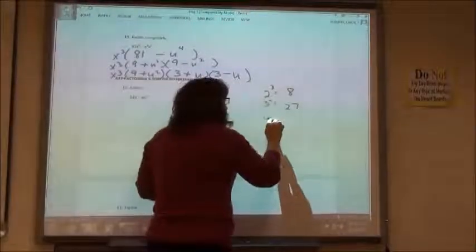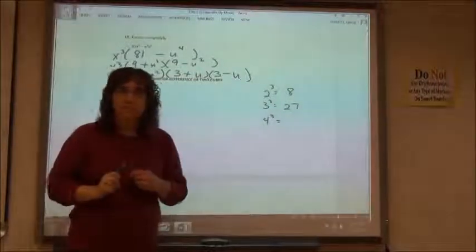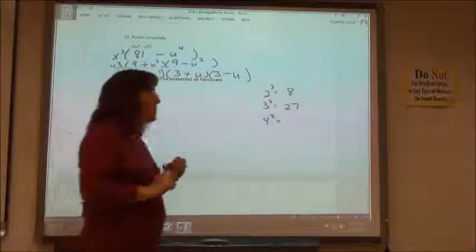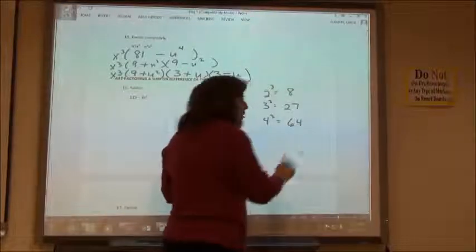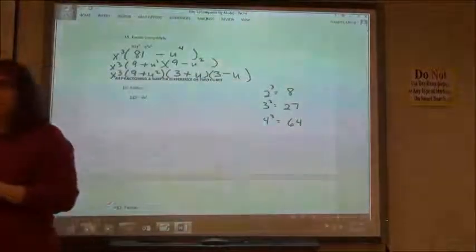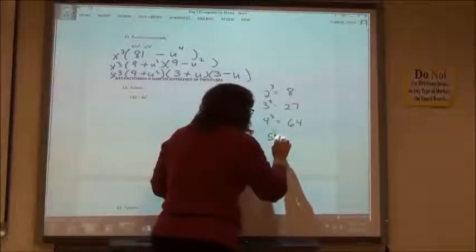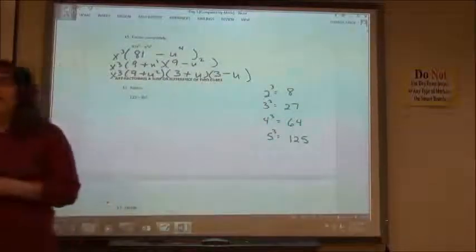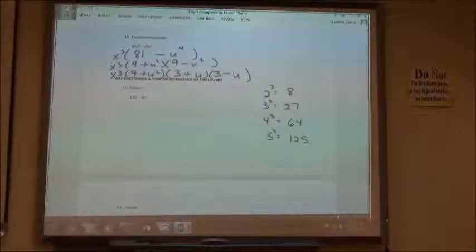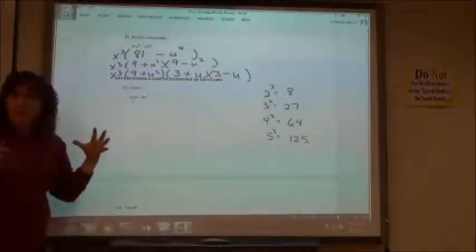4 to the third power, what's 4 cubed? Should be 64, right? 4 times 4 times 4 is 64. 5 cubed happens to be 125. You might want to continue with that list, but you want to recognize that those numbers are perfect cubes. Notice I've got a 125 and I've got an 8, perfect cubes.